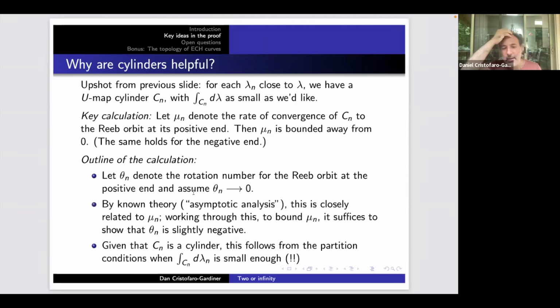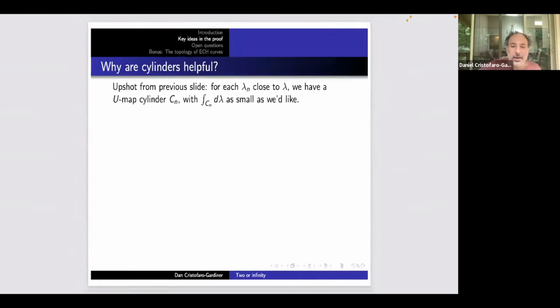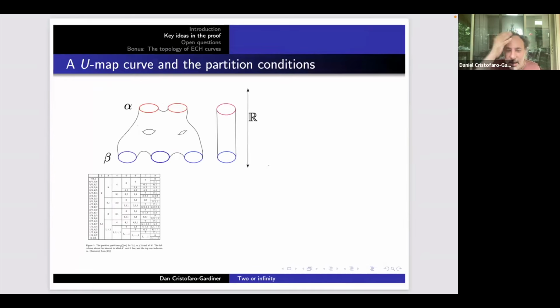And if you work through it, I just want to say it because it's pretty cool. There are only two ways the rotation numbers could be going to 0. They could be getting slightly negative, or slightly positive. And it makes a huge difference in the asymptotic analysis which one it is. The partition conditions save you, because you need to know that the rotation numbers are slightly negative, and that follows exactly from Hutchings's chart. So it's not such a complicated thing. It's just a funny fact that it makes a huge difference if the rotation numbers are slightly negative or slightly positive.